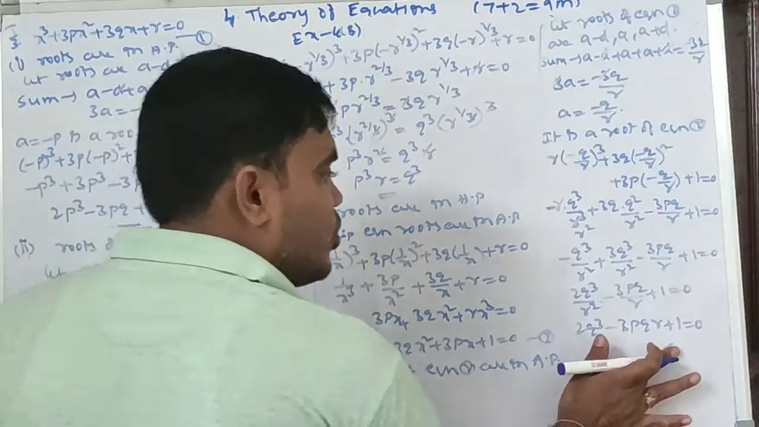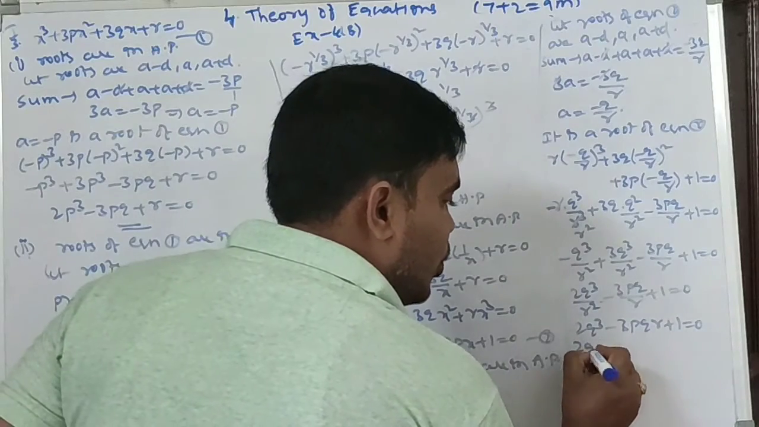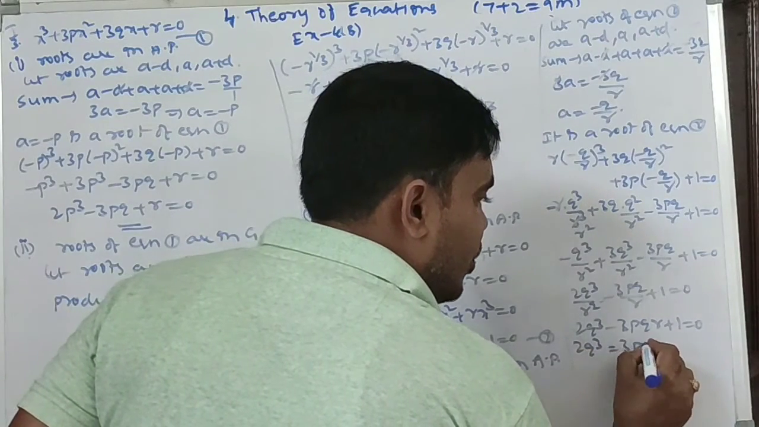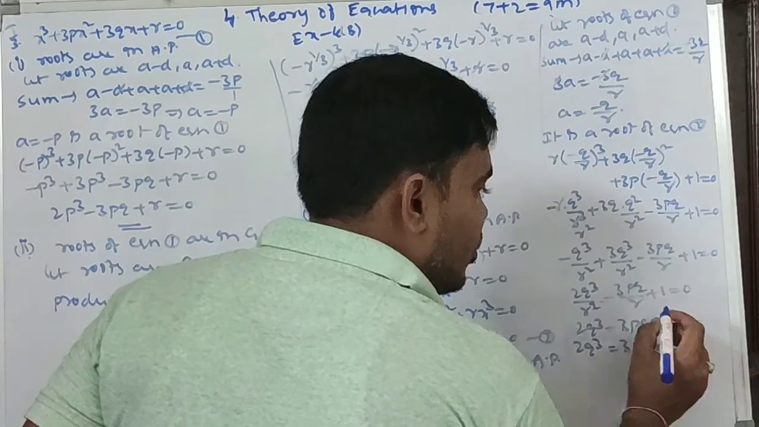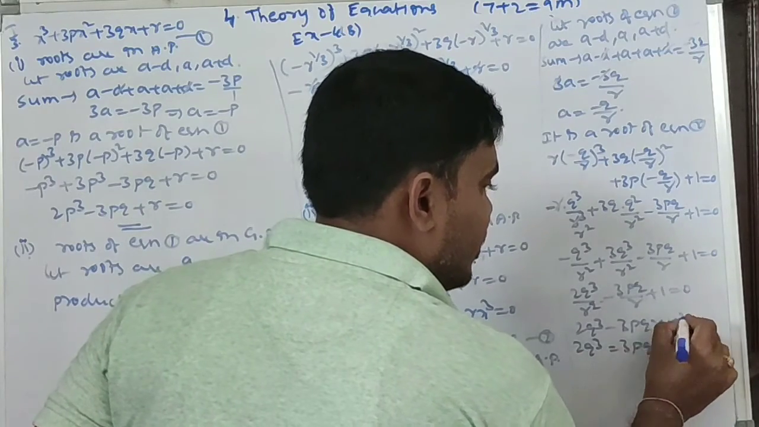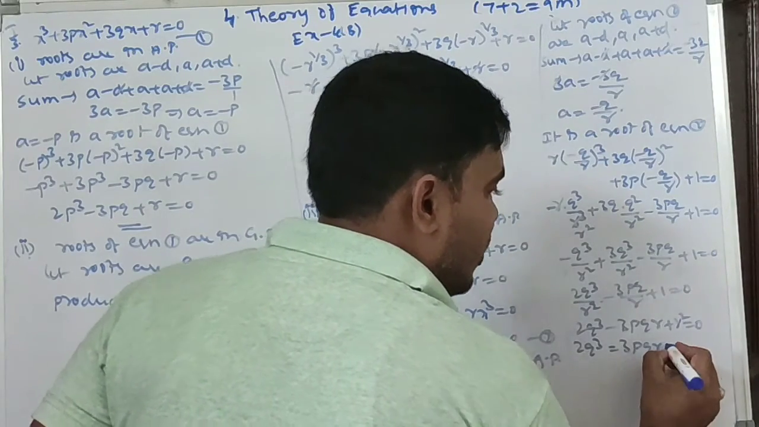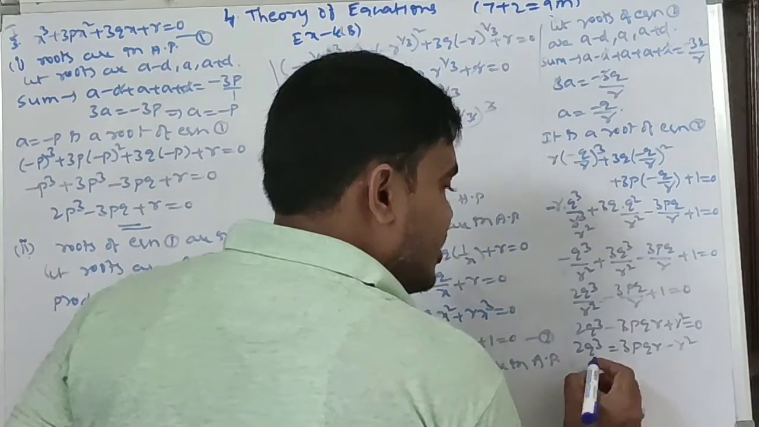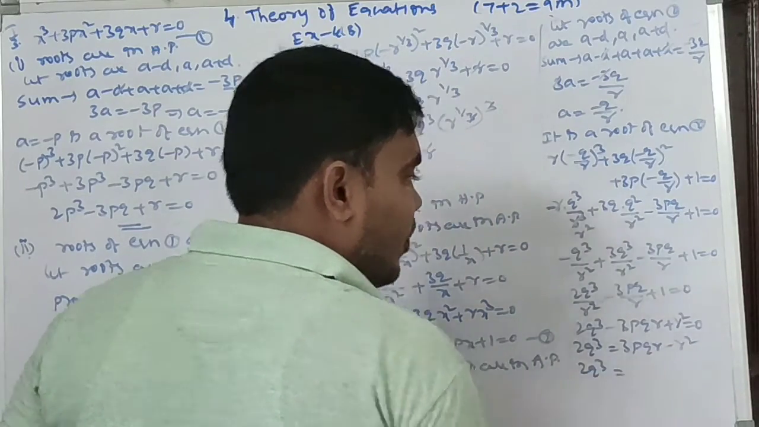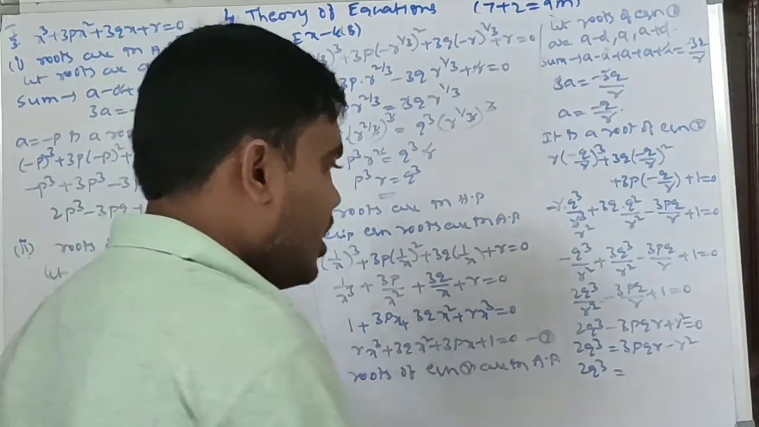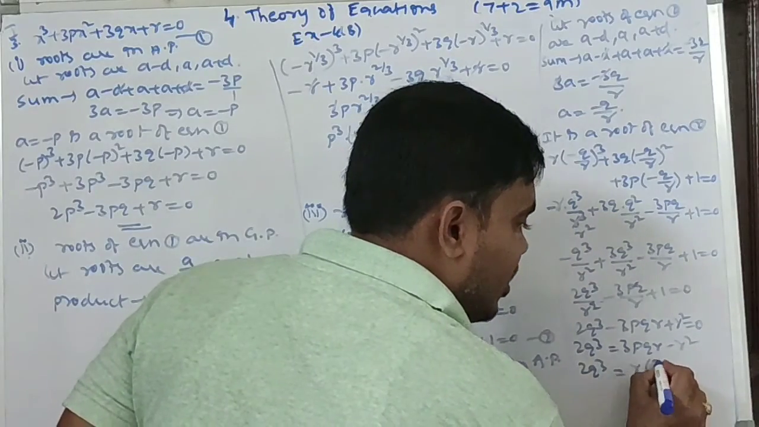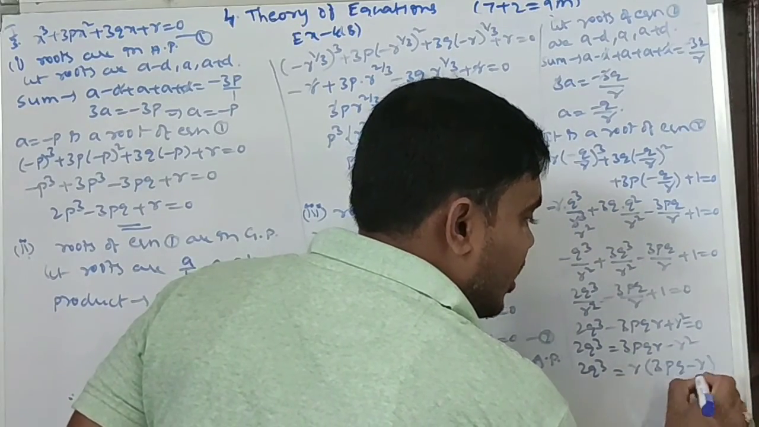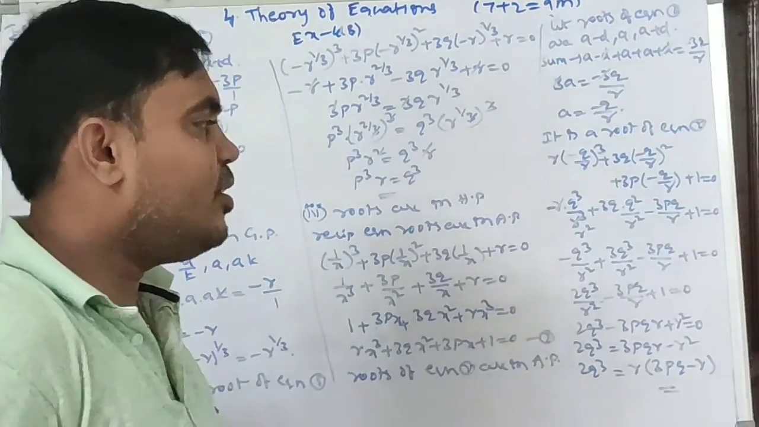So bringing these two terms outside, 2q³ equal to 3pqr minus r². So this is r² actually: r² into 1, r² minus r². In this 2q³, what is common? I am taking r common. If you are taking r common, 3pq minus r. This is the required condition to be proved.